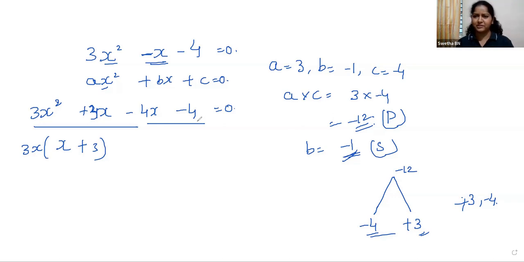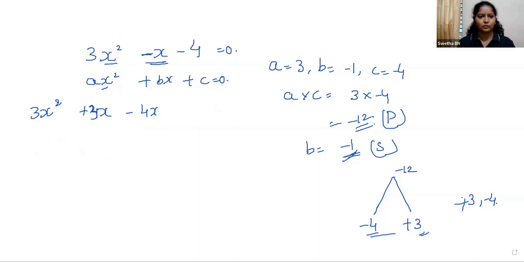Did you get the answer, Panchami? Yes, ma'am, but I wrote it as minus 4x plus 3x. Yes, ma'am, I also did the same. Ma'am, you have written plus 3x minus 4x. Means the arrangement is... No, anyway, we get... Okay. Not like that. One second.